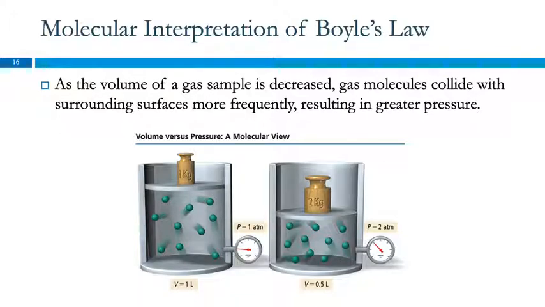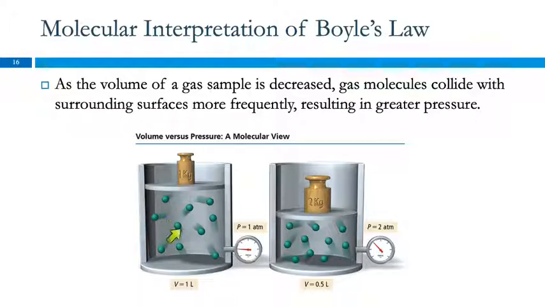Why does that happen? Well, we can think about what these particles are doing. We've got little trails here because they're moving. Gas particles move in straight lines until they hit something and then they bounce off. So the particles are colliding with the walls of the container. If we make the container smaller with the same number of particles, the particles are going to collide more frequently with the walls of the container, right?